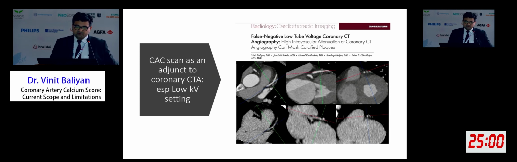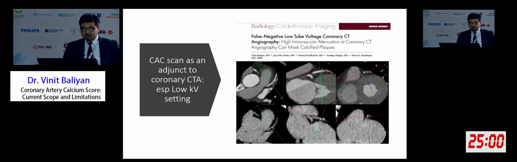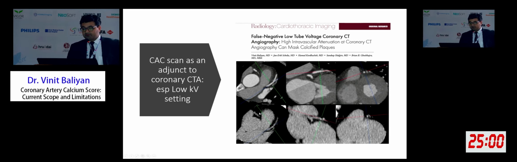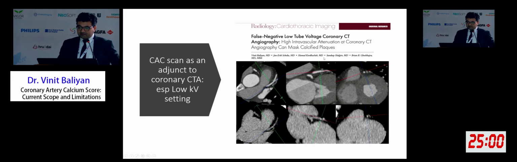And this is another use, from our publication in Radiology, where we showed why we always use calcium score CT in all coronary CTAs, and this is the rationale. We looked at a lot of coronary CTs, both combined with calcium score and coronary CTA alone, and we saw that a lot of small plaque can be obscured by contrast, especially in low kV settings, 70 to 90 kV.